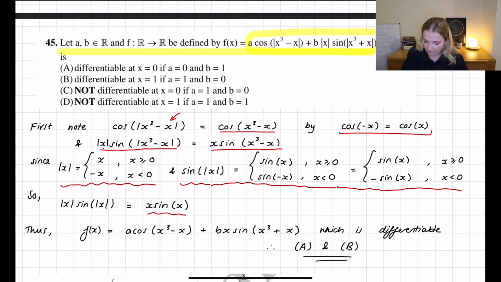So you can rewrite f as this form here, and we know that this is differentiable. We know that these functions are differentiable, so we can deduce that the solutions to the question are A and B.